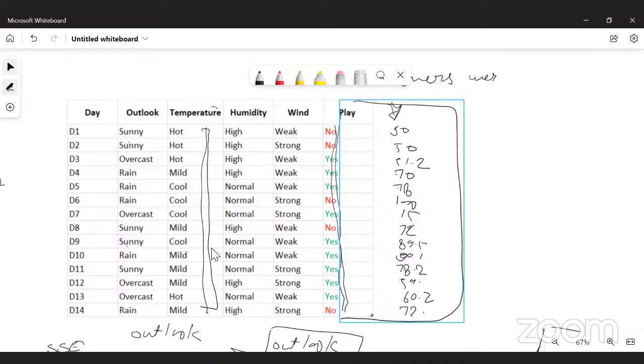These are classes, or you can call these levels. I'm talking about a categorical variable, and what is the cardinality of the categorical variable. Outlook is 3, temperature is 3, humidity is high and normal, so 2, wind is strong and weak, 2. So my total combinations in the data set are 3 times 3, 9, 9 times 2, 18, 18 times 2, 36. Here my combinations are 36.